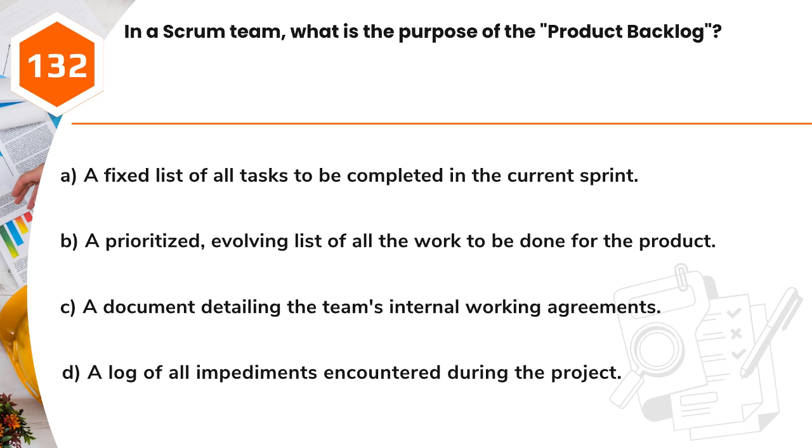Question 132. In a Scrum team, what is the purpose of the product backlog? A. A fixed list of all tasks to be completed in the current sprint. B. A prioritized, evolving list of all the work to be done for the product. C. A document detailing the team's internal working agreements. D. A log of all impediments encountered during the project.